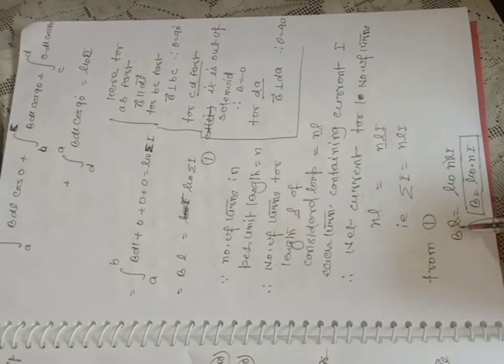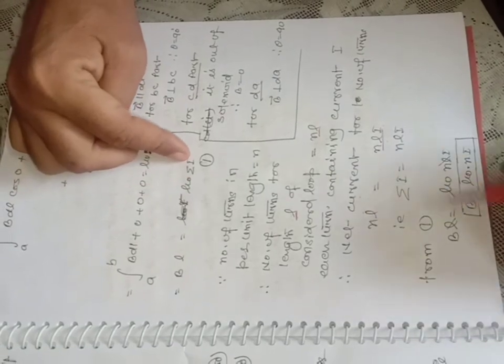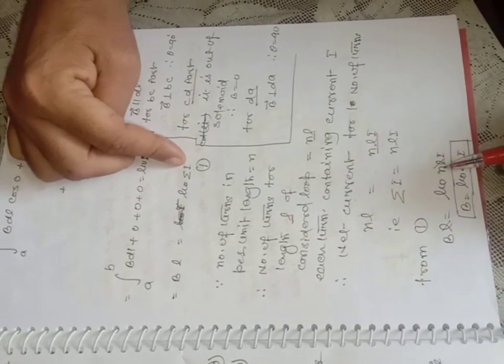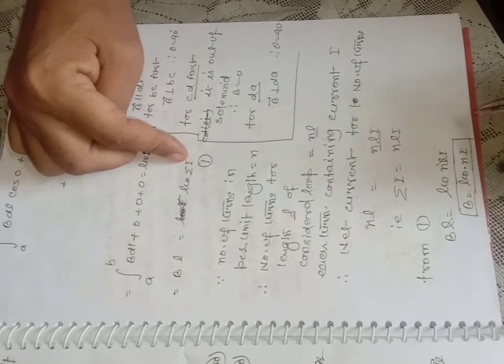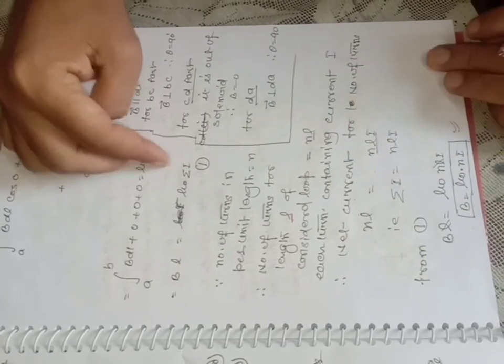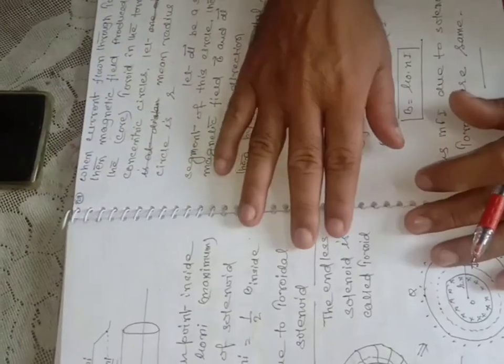Now therefore, from the first equation, BL is equal to mu 0, and instead of summation I we will write nLI. So L and L get cancelled, so B is equal to mu 0 nI. This is the produced magnetic field inside the solenoid. So we can prove it by the general method as well as by Ampere's circuital law.